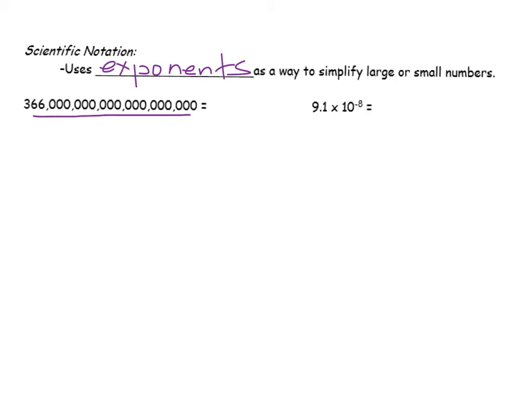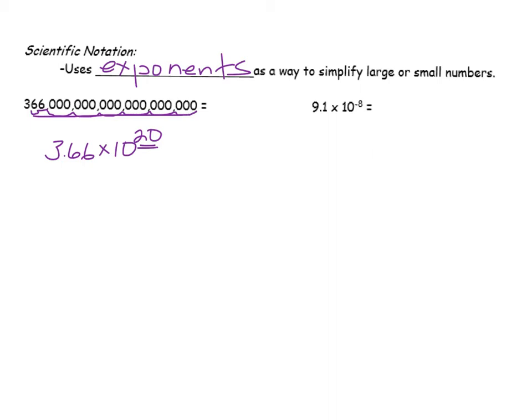So if we count up the groups of zeros, we've got 3, 6, 9, 12, 15, 18. Go till you get to one number in front of the decimal, 19 and 20. So this would be 3.66 times 10 to the 20th power, which means there are 20 decimal places after the initial decimal written. So again, the bigger the exponent, the bigger the number.